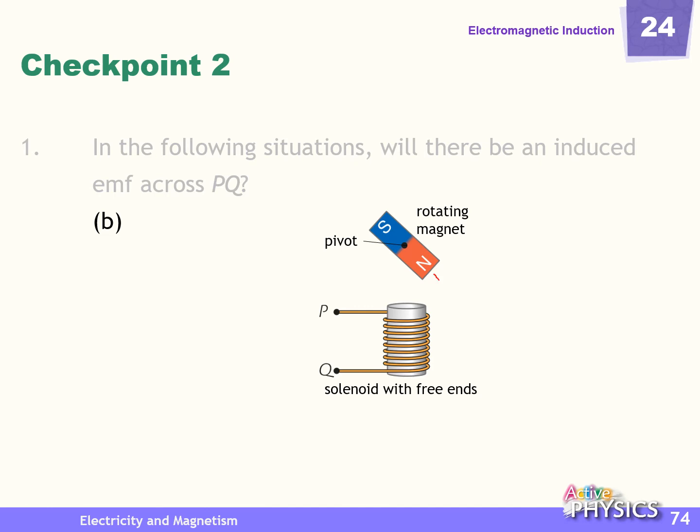The magnetic field lines will come from the North Pole to the South Pole. Okay. Don't forget that the field lines can't cross each other.